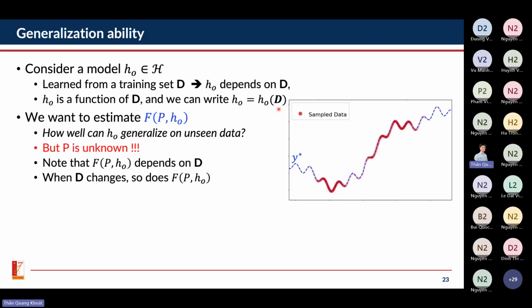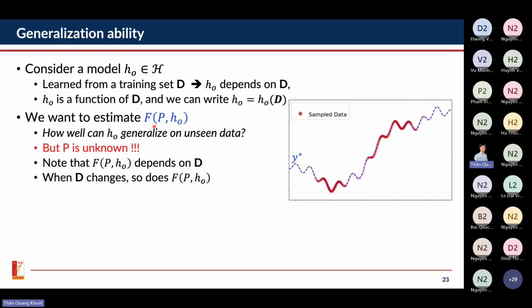And we want to analyze whether this function generalizes well, right? Or in other words, we want to estimate the population error of that model. And when this quantity is small, it means that the model can generalize well. Otherwise, the model can be very bad.